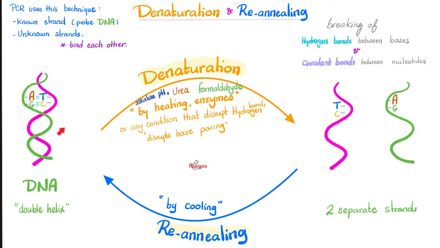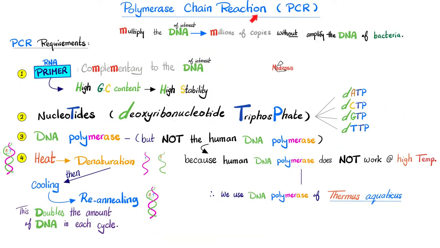What is denaturation? Denaturation is to split the double helix into two separate strands, and you can do this by heating. But if you cool the DNA, it will rejoin, i.e. re-anneal, back to the double helix. It's the tale of two opposites, heating versus cooling. Denaturation versus re-annealing. PCR time.